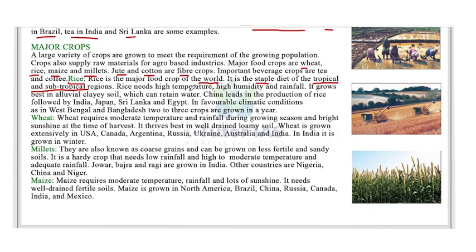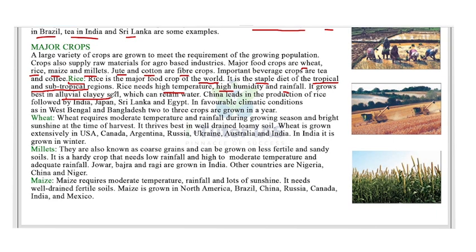Rice needs high temperature, high humidity and rainfall. So these are the conditions favorable for the growth of rice. What are they? High temperature, high humidity and rainfall. It grows best in alluvial clay soil.